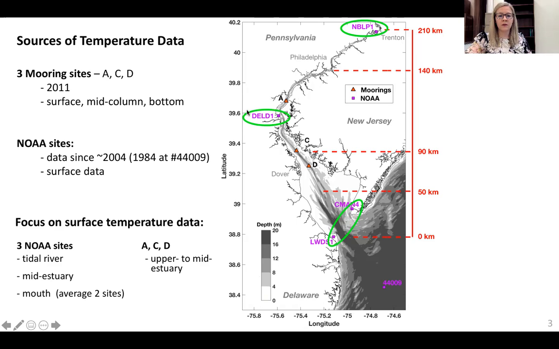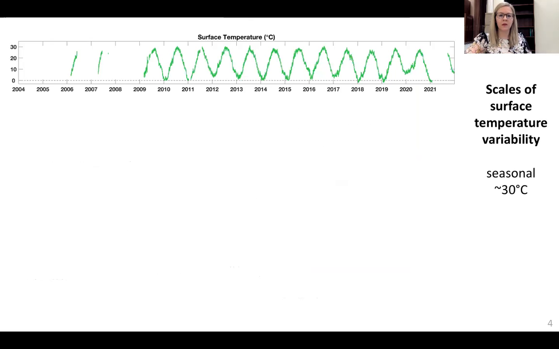The mid-estuary site is highlighted here. And then what I'm going to call our mouth site is actually the average of these 2 data sets. We're also going to use surface data from the A, C, and D moorings. These cover the mid to upper estuary and just help us resolve what's going on mid-estuary a little bit better. So let's dig in.